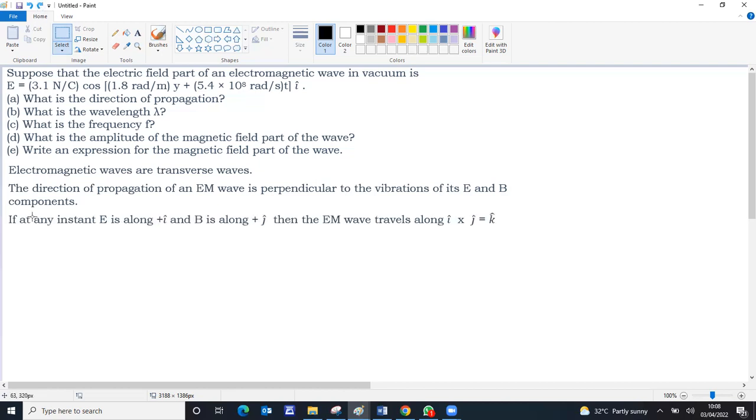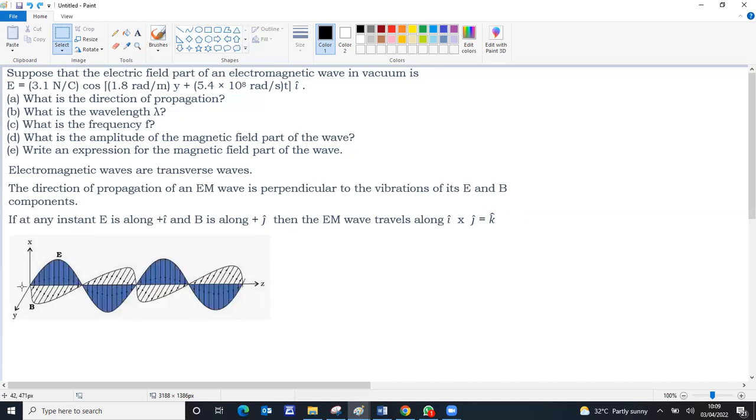For example, if the electric field is oscillating along the positive i cap at any instant, and at the same instant the B is along plus j cap, the electromagnetic wave can travel only along i cross j, which is k. So the direction of propagation is always the cross product of the electric field component and the magnetic field component. E component cross B component will give you the direction of propagation.